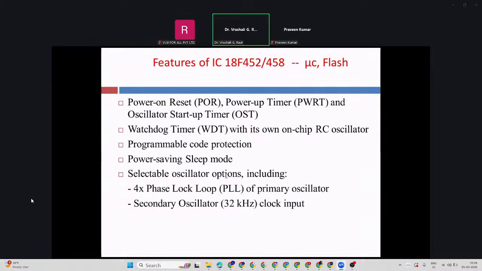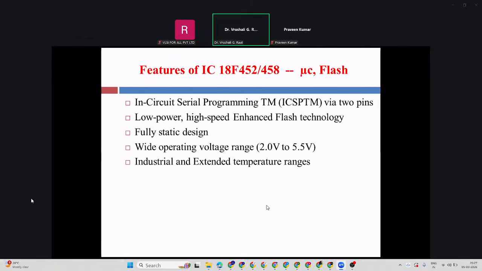Selectable oscillator option. What different oscillators are there? 4x PLL of primary oscillator is possible, and a secondary oscillator of 32 kilohertz clock input. Phase lock loop gives you a very accurate frequency. For some applications, we need a very accurate frequency. We don't want changes in the frequency, so the phase lock loop will provide it. That's why the phase lock loop, which is available here in 18F, is generally used.